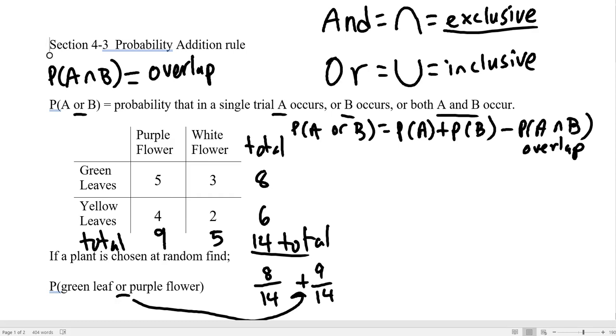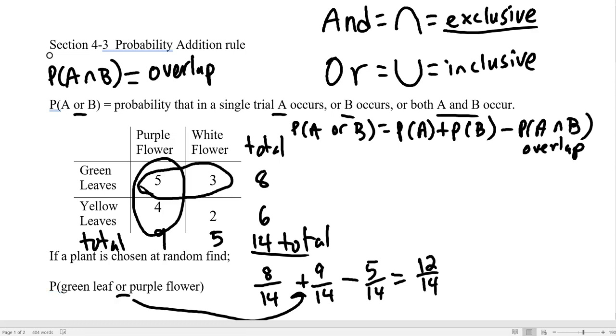But the issue here is what? I added this whole group, those 8. I added this whole group, those 9. So basically, what did I add twice? Well, look at that, 5 got circled twice. That is the overlap. That's why we subtract away the probability of purple and green, which is the 5 out of 14. And why? Because we added that 5 in this 8, and we added that 5 in the 9. It got added twice, so we have to subtract it away once to balance it out. So we don't get 17 out of 14. What do we end up with? Well, 12 out of 14, or 6 out of 7, or 0.8 something, right?